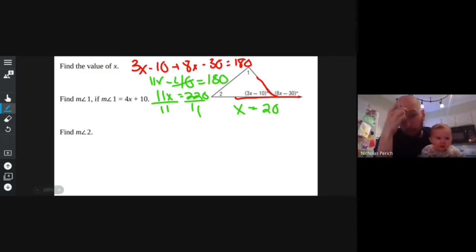Now, if angle 1 is 4x plus 10, I'm supposed to find the measure of angle 1. So let's do that. 4 times x, which we just found out to be 20, plus 10. I will literally give you 5 seconds. 5, 4, 3, 2, 1.